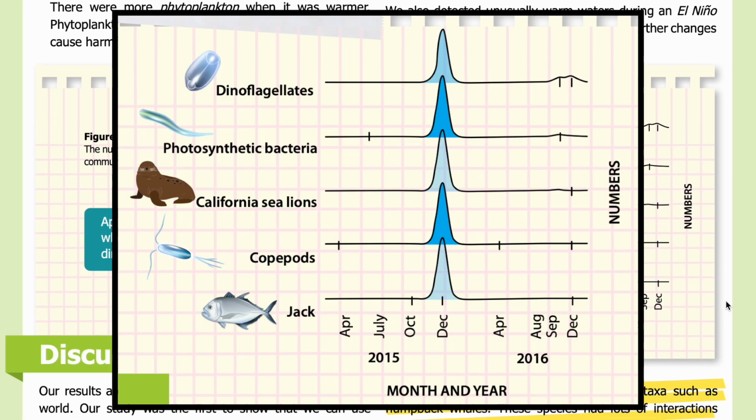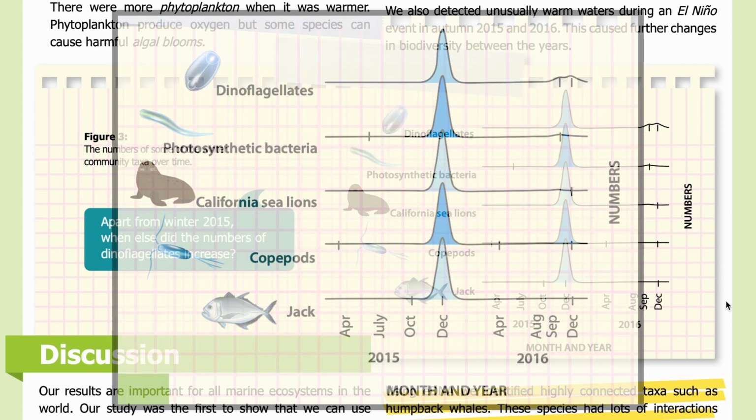In Figure 3, you can see the numbers of some of the winter community taxa over time. On the x-axis, you can see the month and year starting in April 2015 on the left and ending in December 2016 on the right. On the y-axis are the numbers of organisms seen. From the top, you can see dinoflagellates, photosynthetic bacteria, California sea lions, copepods, and jacks are at the bottom.